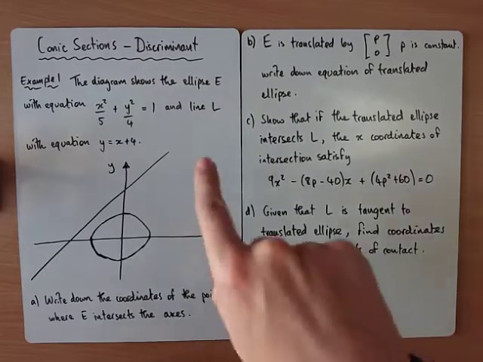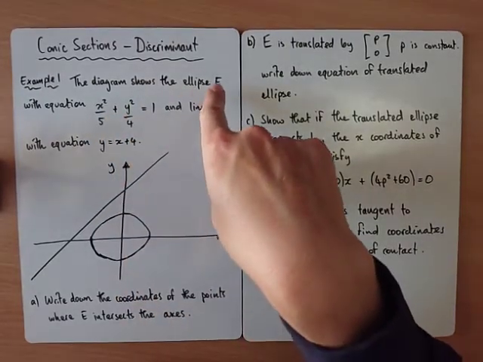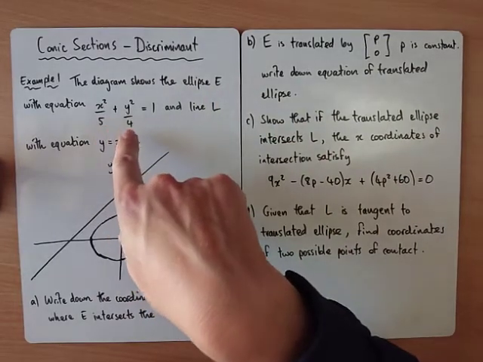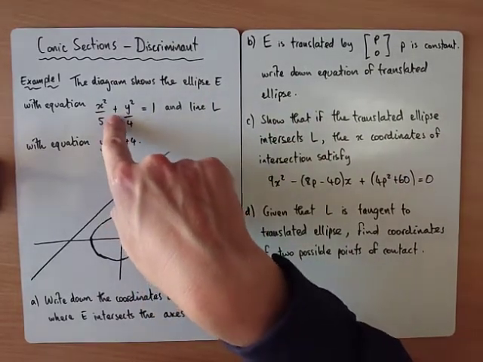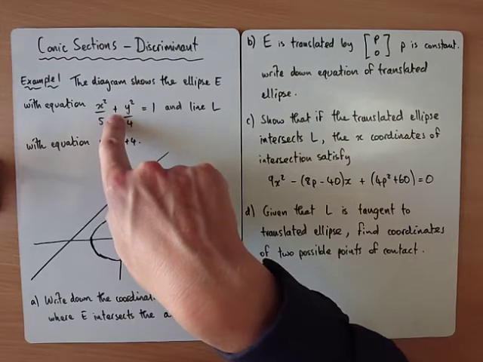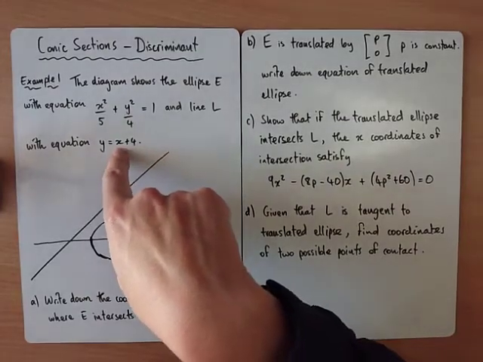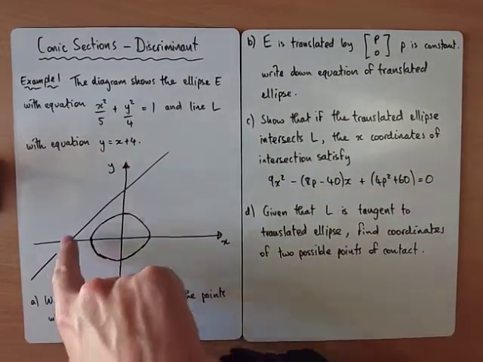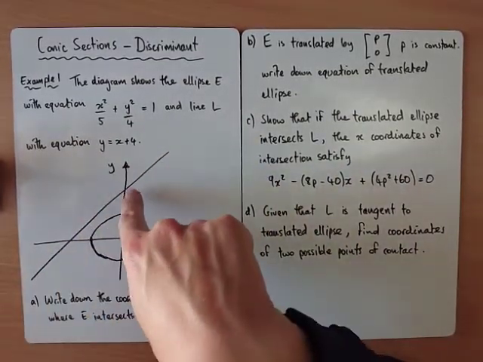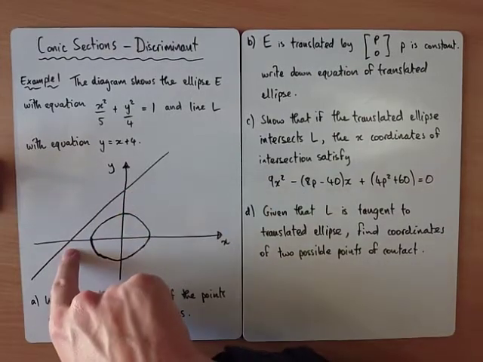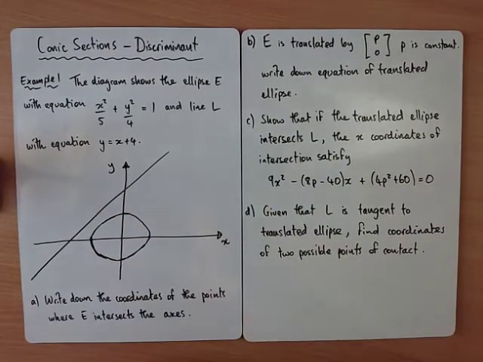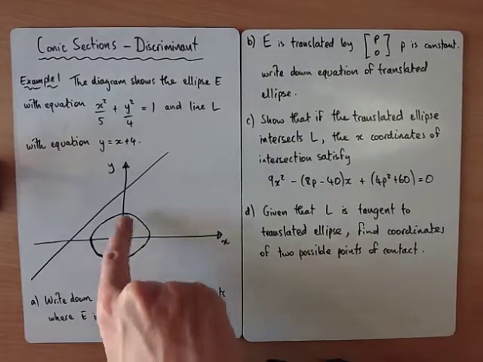And we are given an ellipse which is called E, which is x squared over 5 plus y squared over 4. Notice it's clearly an ellipse because it's a plus. In the last video we saw a hyperbola which was a negative. Subtle difference, but an important difference. There's a line L, y equals x plus 4, so thinking about that line there, it's got a gradient of 1. It's going to go through there at 4 and there at minus 4. And the first part of the question just wants us to find the coordinates where the ellipse intersects the axes.